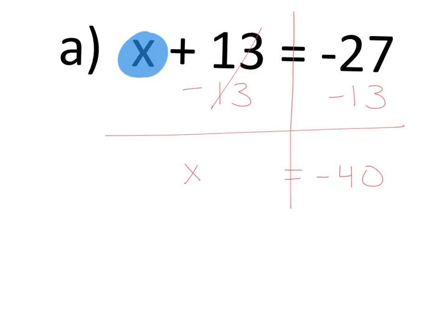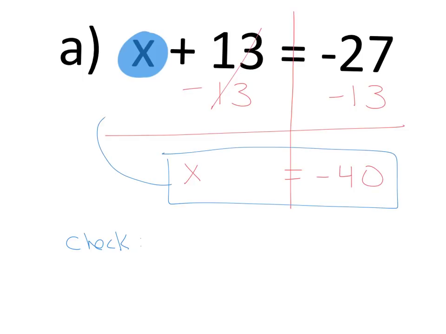All right. Now, you can show a check on these. We are not required to do checks, but if you have extra time on a test, it's something I would think about doing. So what you would do is take your answer and plug it in right there. So you're going to get negative 40 plus 13, and that should equal negative 27. So in this case, negative 27 equals negative 27. It works. Okay, so that's what a check would look like. Again, I'm not going to require that you do a check. Just note that you can check every problem that you get an answer to.